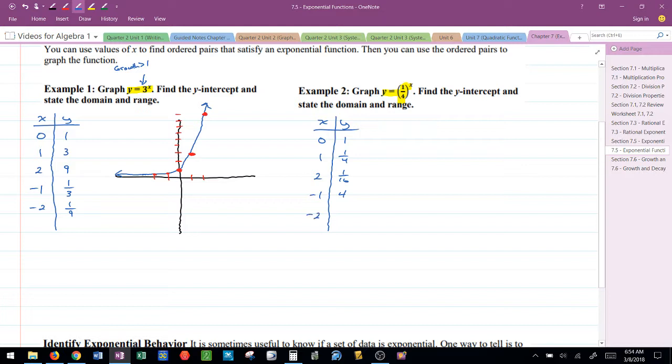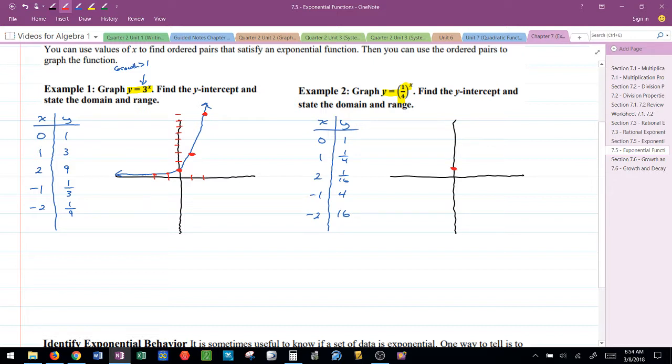Negative 2, if I plug that in, 1/4 to the negative second power is really 16. And that I know because I understand my rules for exponents. All right, so I'm going to graph a coordinate plane here. First thing I'm always going to do is start with that 0. So I know I have a point here at 0, 1. That's my y-intercept as well.